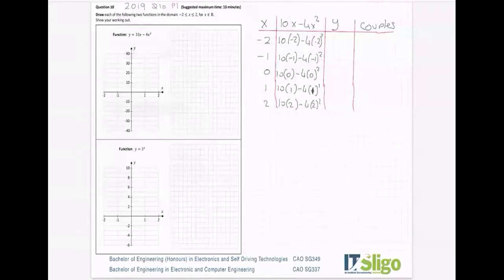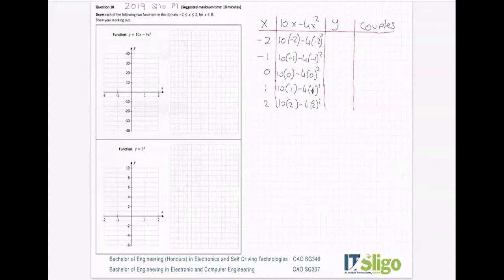Or you can use the function on your calculator. Remember, check out the 2017 question, because in that one I explained how to do it. So you put your calculator into table mode, and into your calculator you go 10 times x minus 4 times x squared. You start at minus 2, end at 2, and go up in steps of 1.